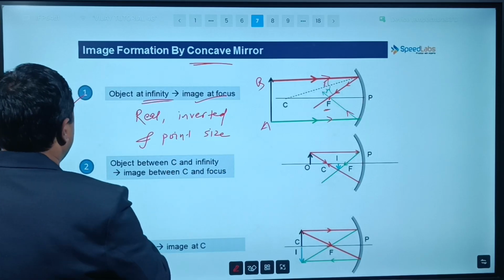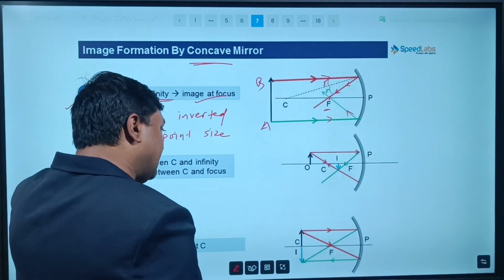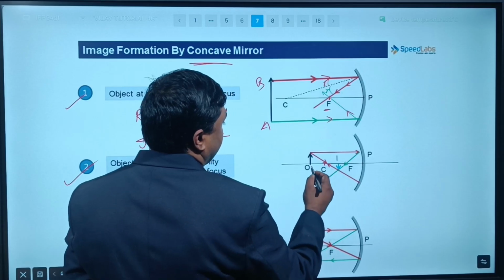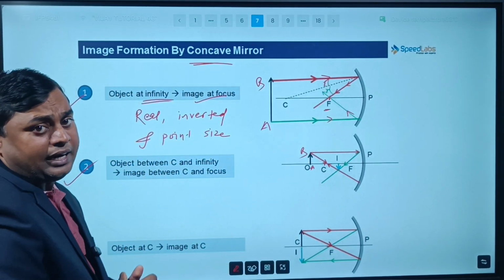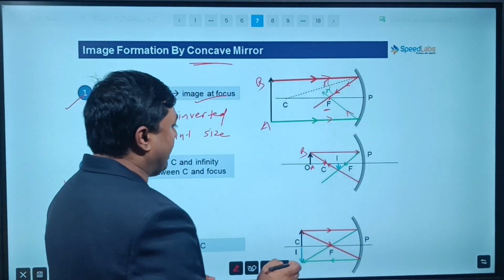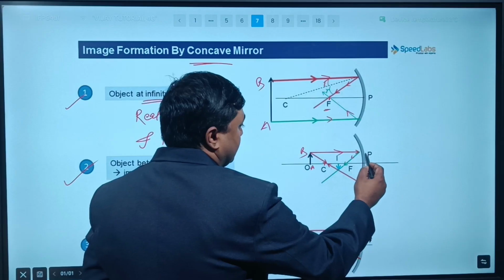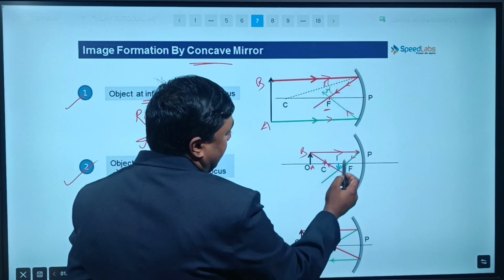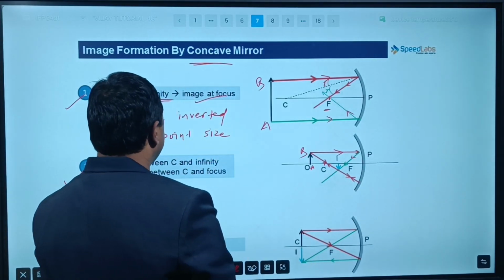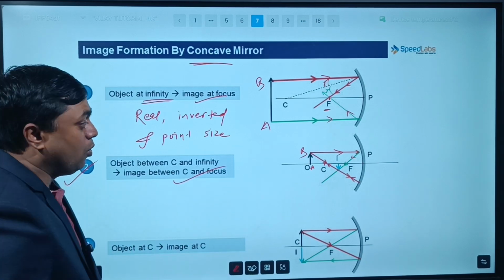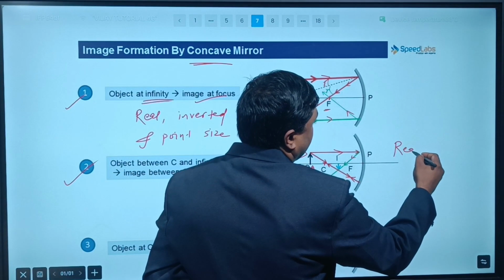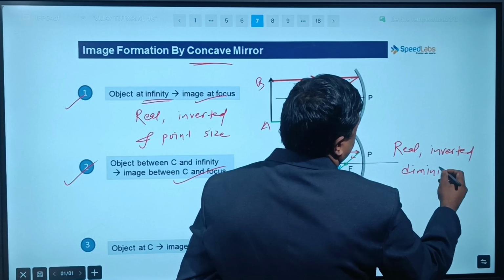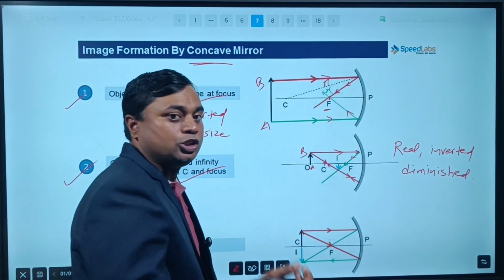As you know, real images are always inverted, and here it is point size. Is it okay? Next case, the object is between C and infinity. You bring the object beyond C here. This is C, and AB is the object. Again, a two light ray diagram is important. One light ray you take parallel to the principal axis; after reflection it passes through the focus. Second, you pass through C only, so it will bounce back. Now these light rays meet between C and F. So the position of the image is between C and F. The image is real, inverted and diminished, or smaller.